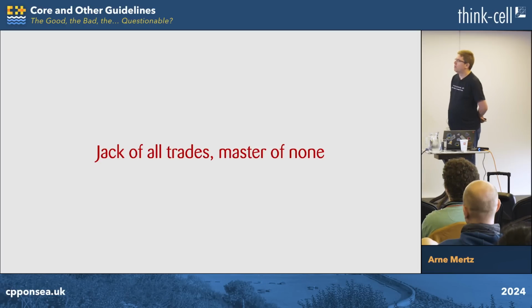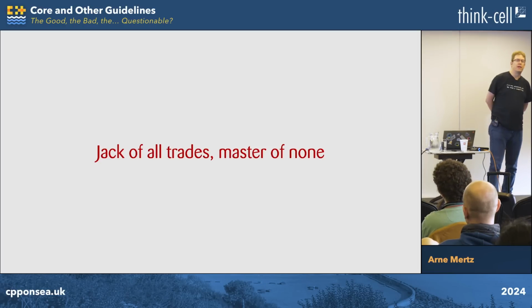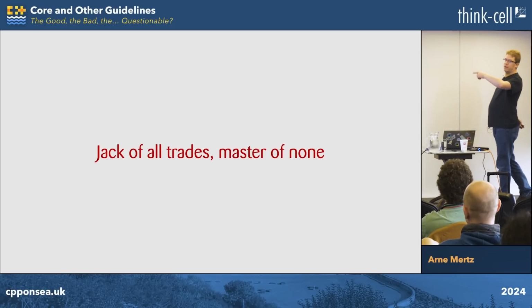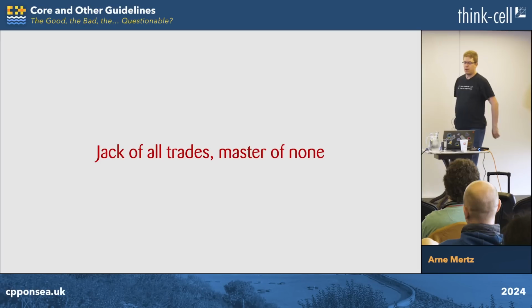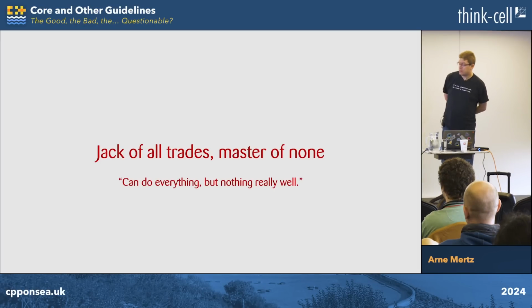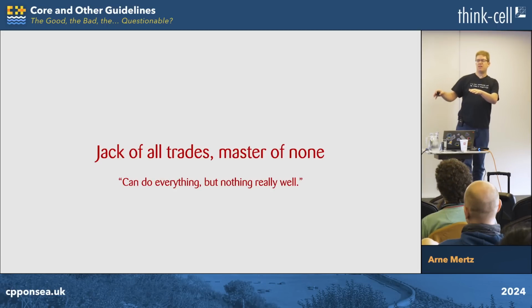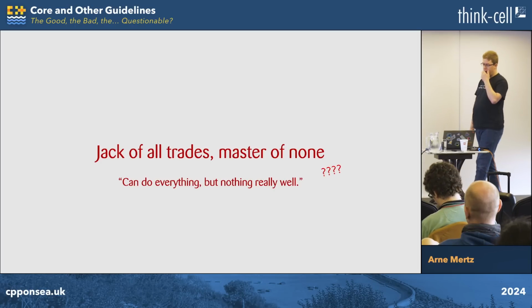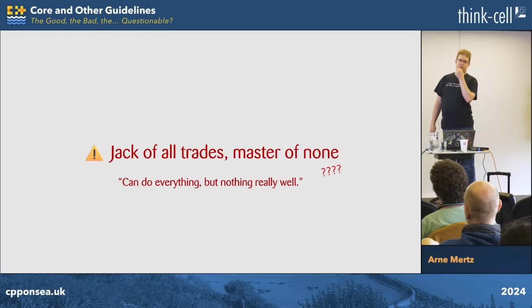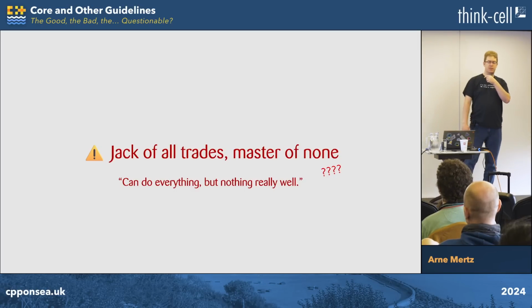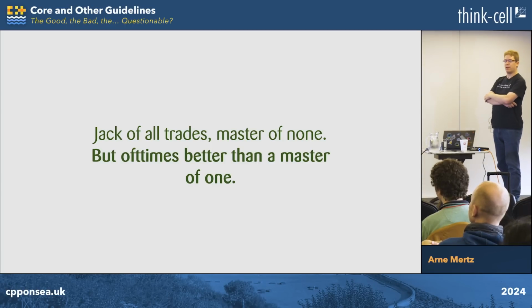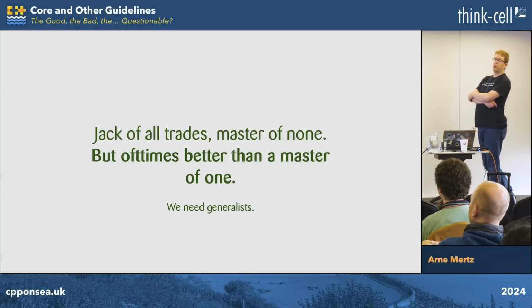Speaking of wisdom transported over the years, jack of all trades, master of none. What does that mean? I mean, this is a common saying, right? So usually when I hear it and when I see people use it, it's interpreted as can do everything a bit, but nothing really good. Like a bit of a negative. That's not the original meaning. The original saying was jack of all trades, master of none, but oft times better than master of one. Meaning we need generalists.